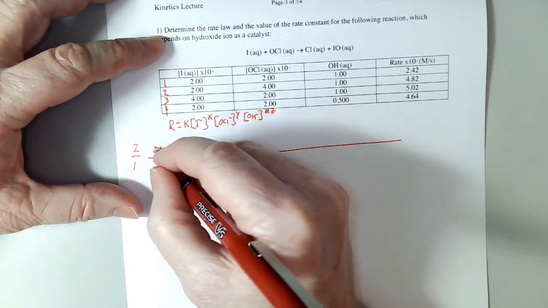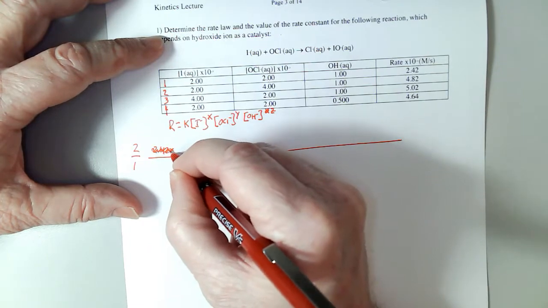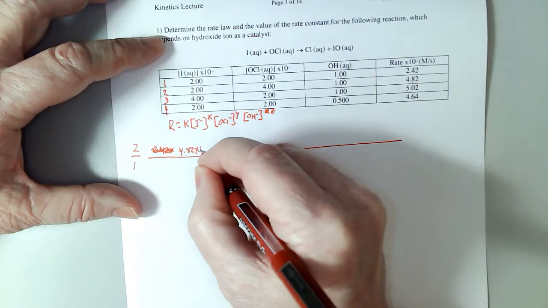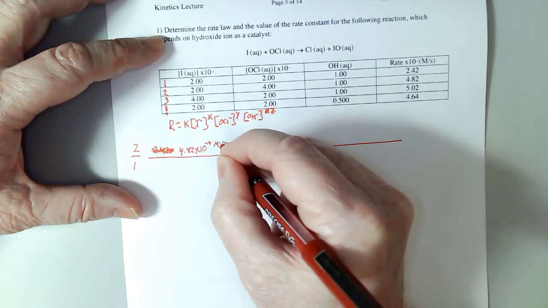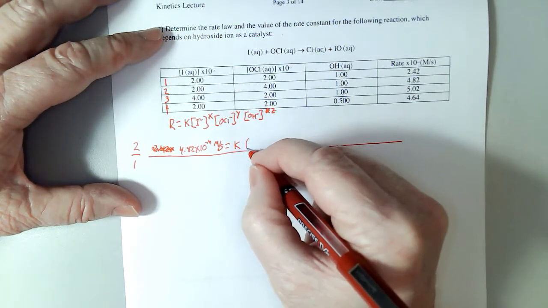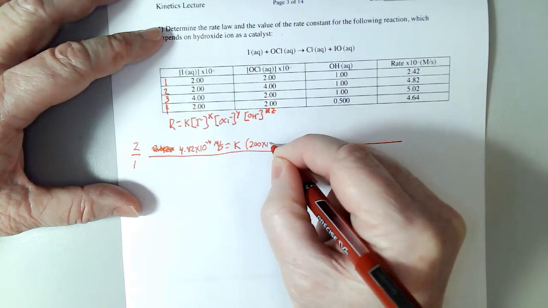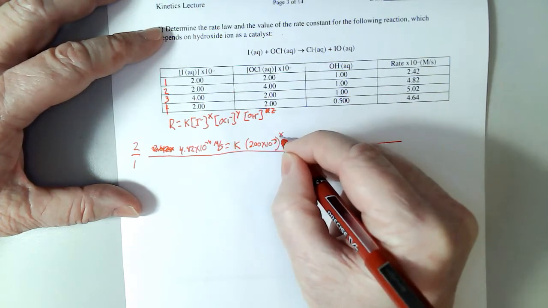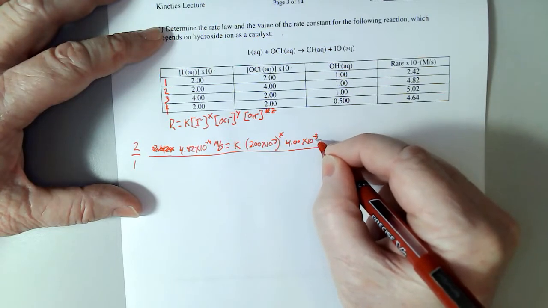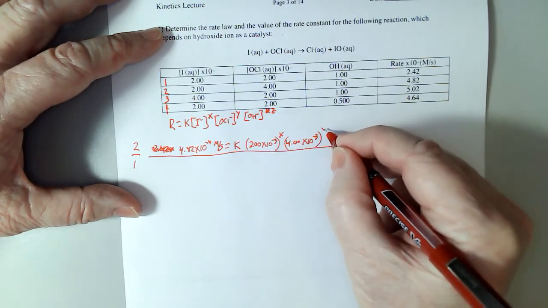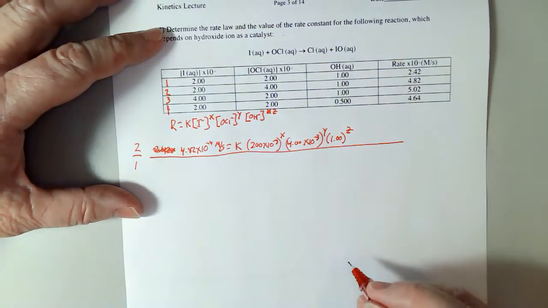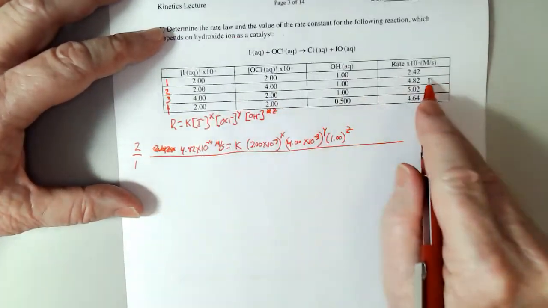4.82 times 10 to the negative 4th molar per second equals K times 2.00 times 10 to the negative 3rd raised to the X, 4.00 times 10 to the negative 3rd raised to the Y, and simply 1.00 raised to the Z. That's for trial 2 or experiment 2.